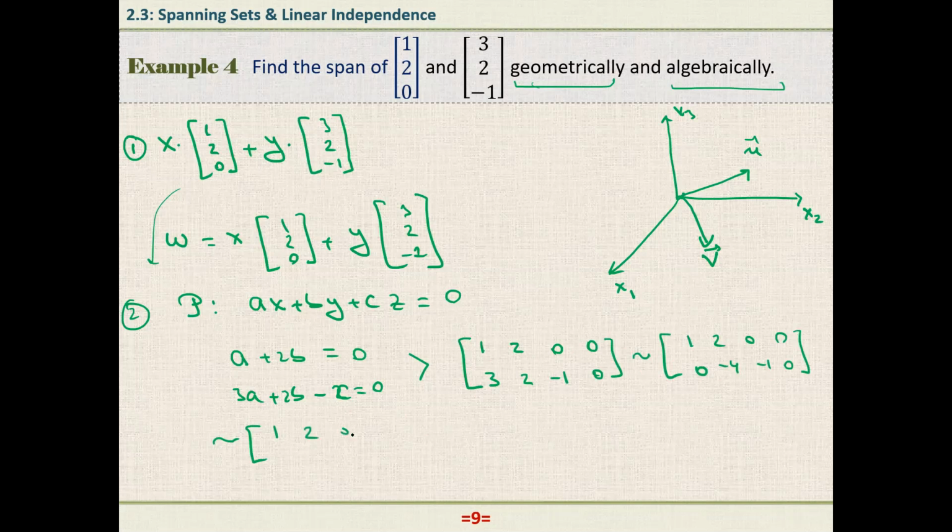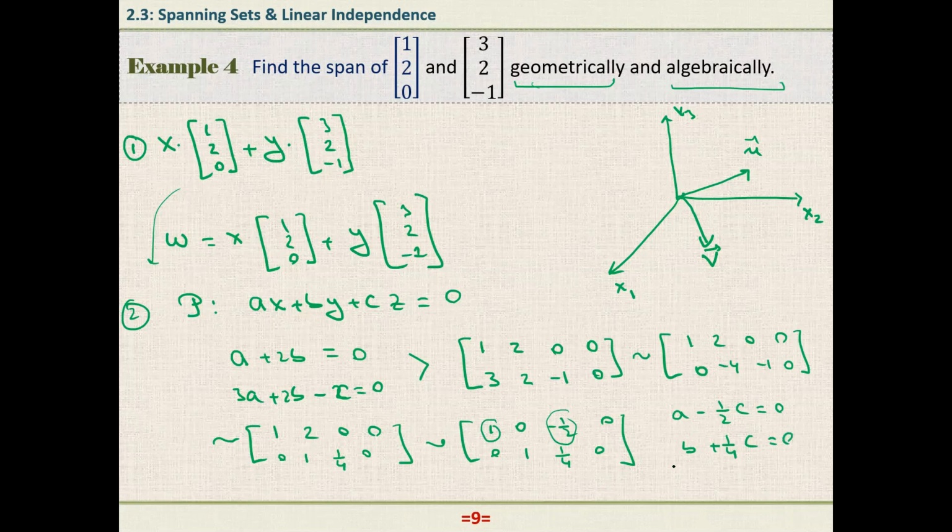Or that is 1 and divide by 4. Here we have 1, 2, 0, 0, and 0, 1, 1 over 4, 0, right? Multiply by -2 and add to the first row: 1, 0, -1 over 2, 0, and 0, 1, 1 over 4, 0. So here we have a, here we have c, right? What do we have here? a minus 1 over 2 c is equal to 0. And here we have b plus 1 over 4 c, that's equal to 0.